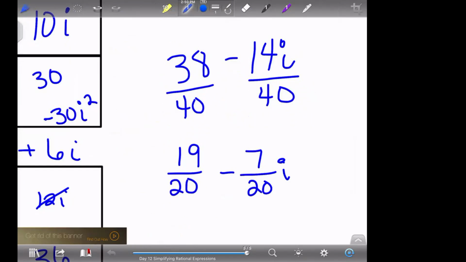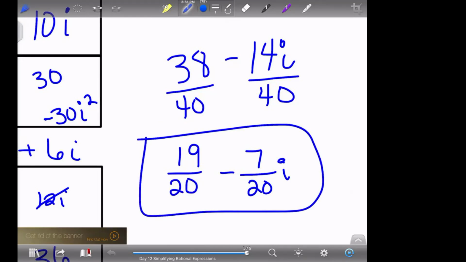And then don't forget your i. So sometimes you'll see the i sitting on top of the fraction. Sometimes you'll see it out beside the fraction. This way is probably more customary, right out at the end of the fraction. Never put it on the bottom. It's got to go on the top or out to the side. So final answer here, 19/20 minus 7/20 i.